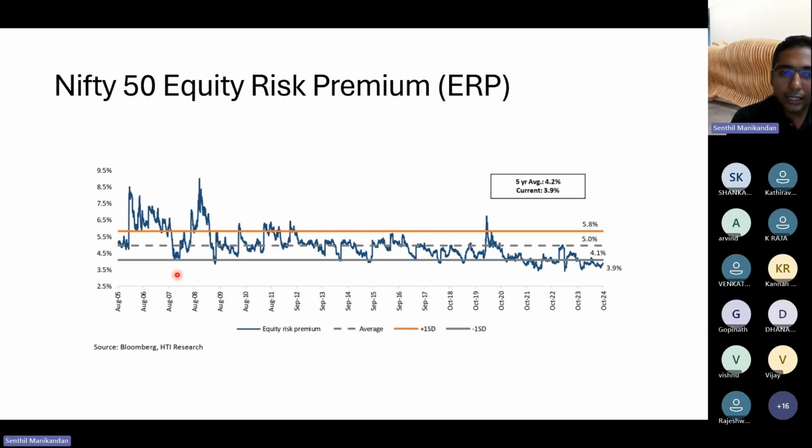And in market crashes, like in 2008 or 2020, the equity risk premium crossed 8% in 2008, and in the 2020 crash it crossed around 7%. So these are much more undervalued positions. The current equity risk premium is close to around 3.9.